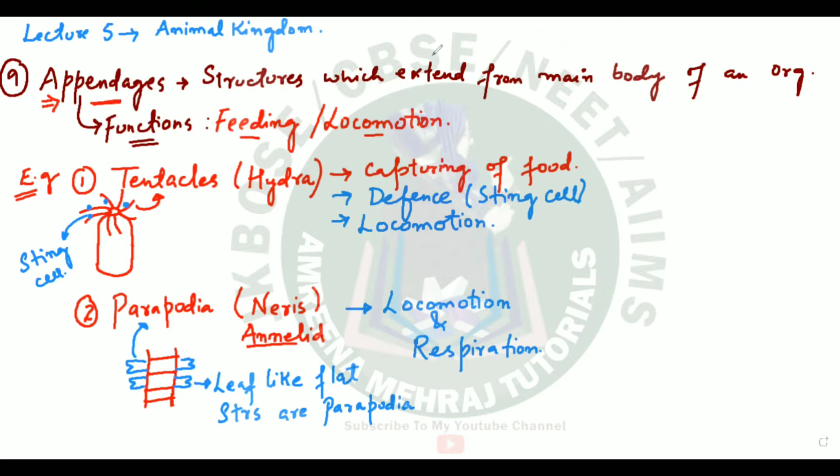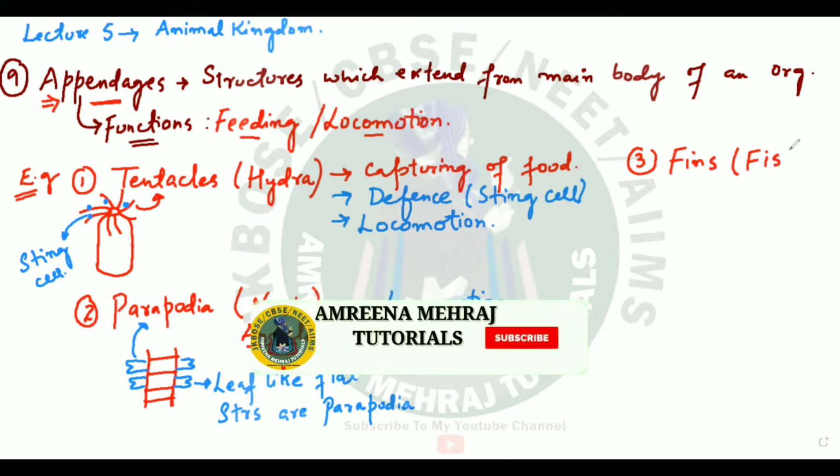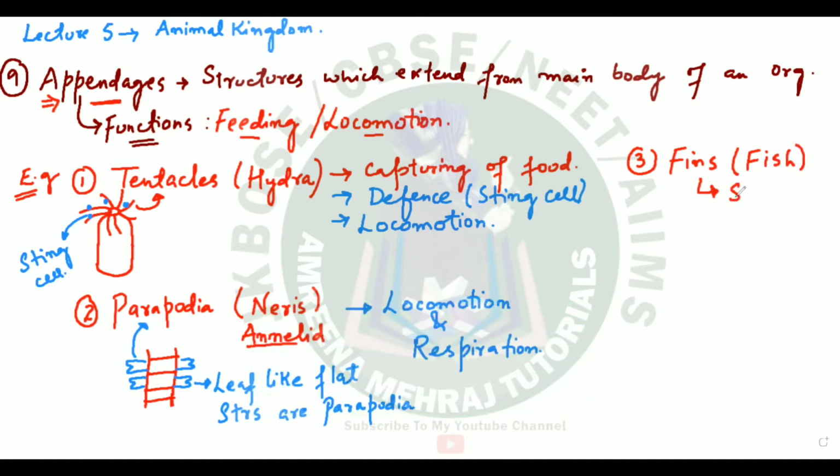Let us take the third example of appendages. The third easiest example is that of the fins. Who are the organisms who have fins? The easy example is the fish. And you know the job of these fins. These fins help the organism in swimming. They have other tasks to do, but generally they help the fishes in swimming.